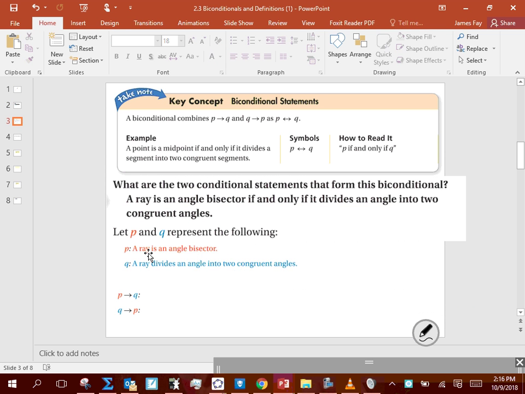So here, questions that they're going to ask you to do is say, okay, now that you can take two conditionals and scrunch them together as a biconditional, can you undo that process? Can you start with a biconditional and then decide what are the two things that it's trying to tell me? So when I do this, it's just reversing the process that we went through previously. I'll start with this biconditional right here. So the ray is an angle bisector if and only if it divides an angle into two congruent angles.